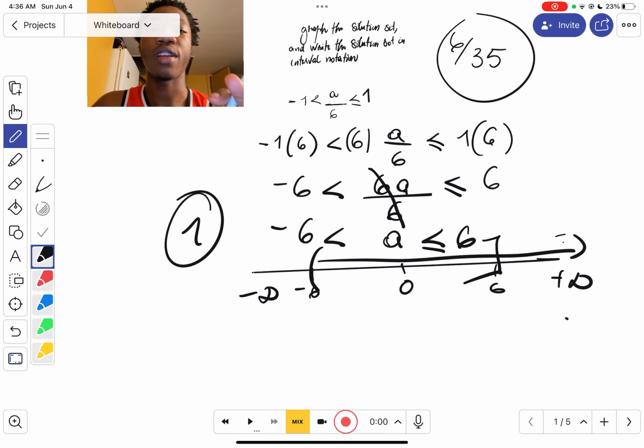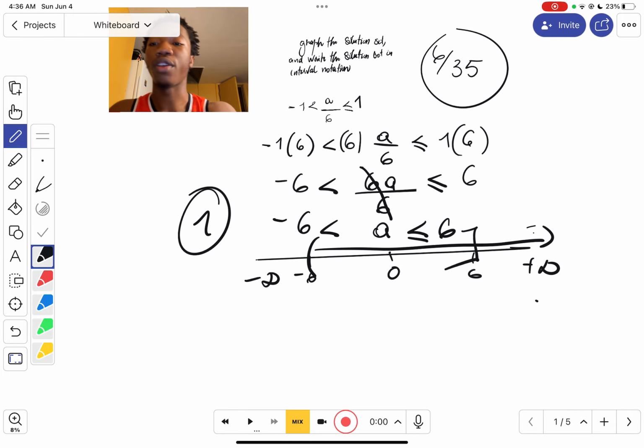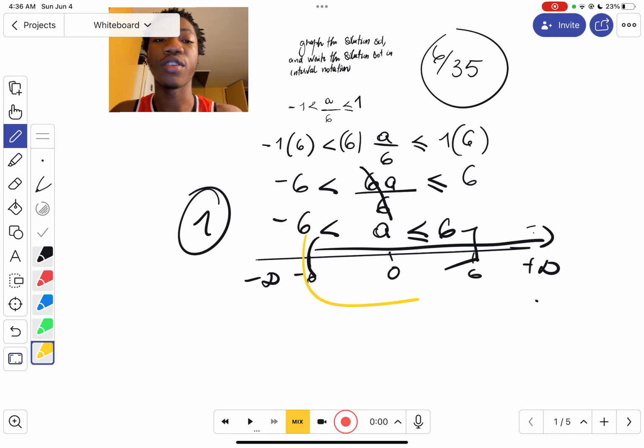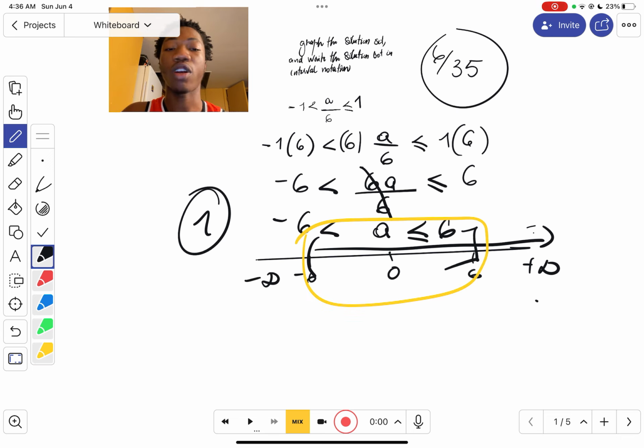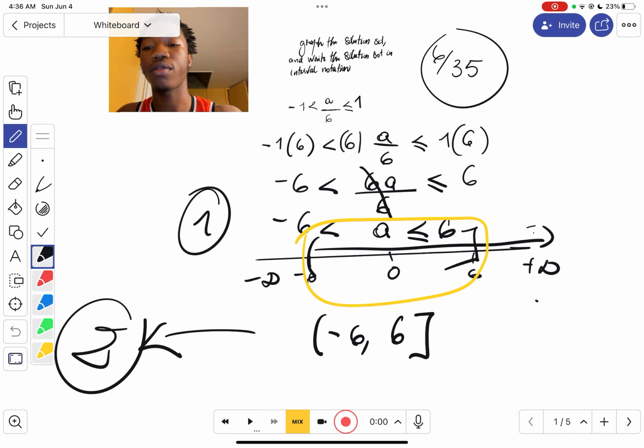So we're gonna write it using interval notation. To write it in interval notation, you just copy the graph. So you don't care about anything else. You just care about this section. So we're gonna use the same structure that we have, which is parentheses, -6, 6, and you close it. So this is the solution number 2.